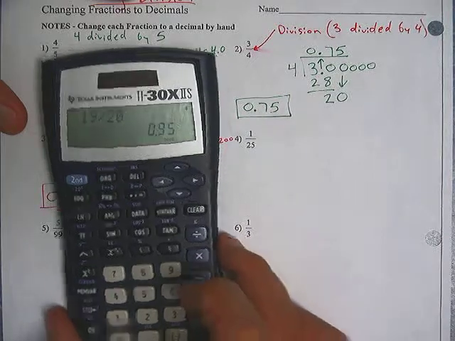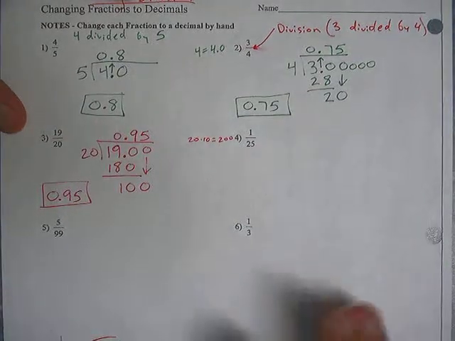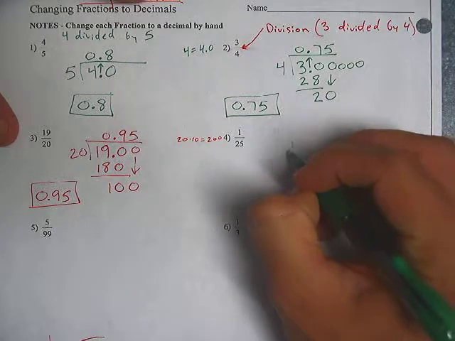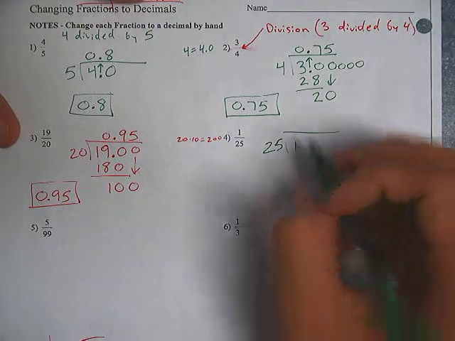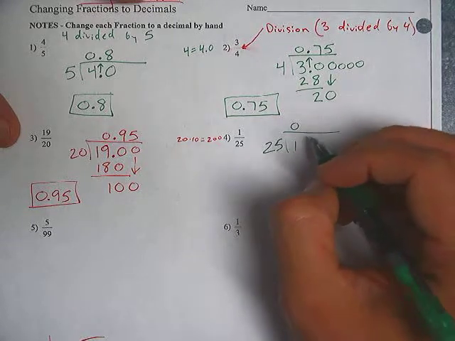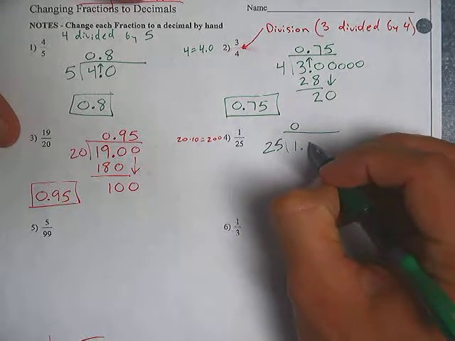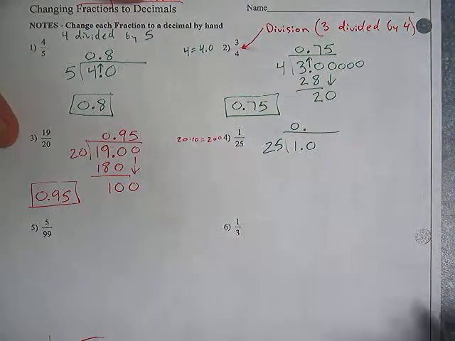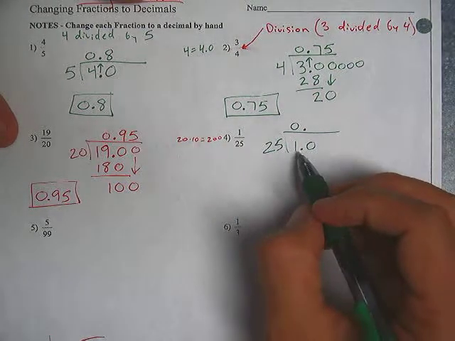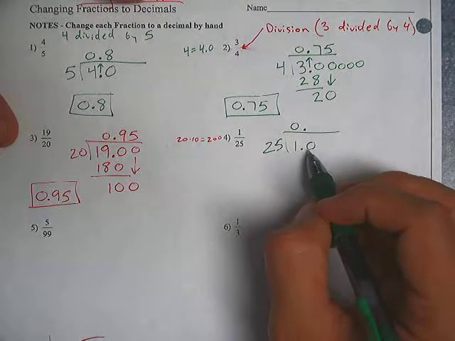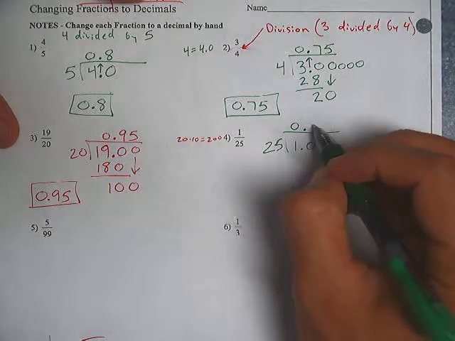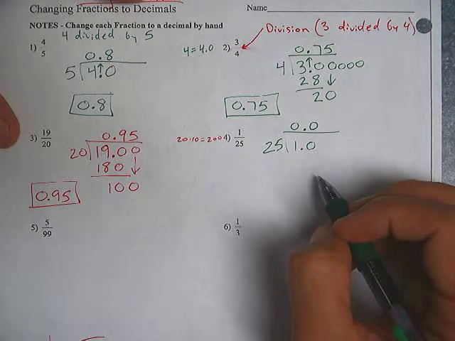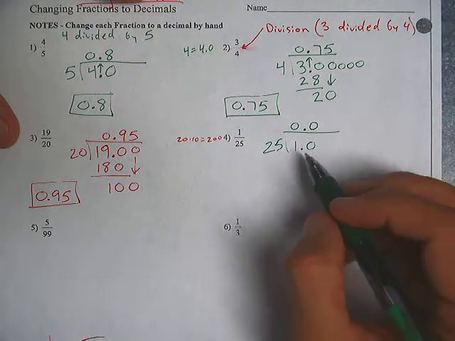And again, if I wanted to check my answer on my calculator, it's 19 divided by 20, which is 0.95. All right, next one. Something goofy happens here. If we do 1 divided by 25, well, 25 doesn't go into 1. So nothing goofy yet, kind of the same. Add a 0, bring up my decimal. Here's the problem. I've made this number bigger, but it's still not big enough for 25. 25 does not go into 10.